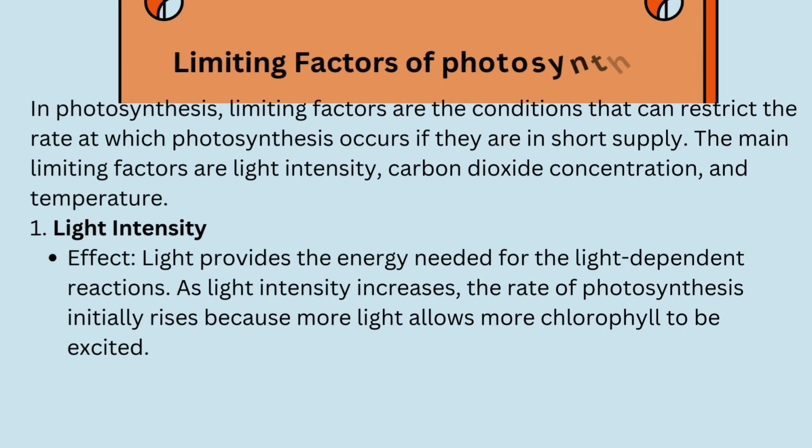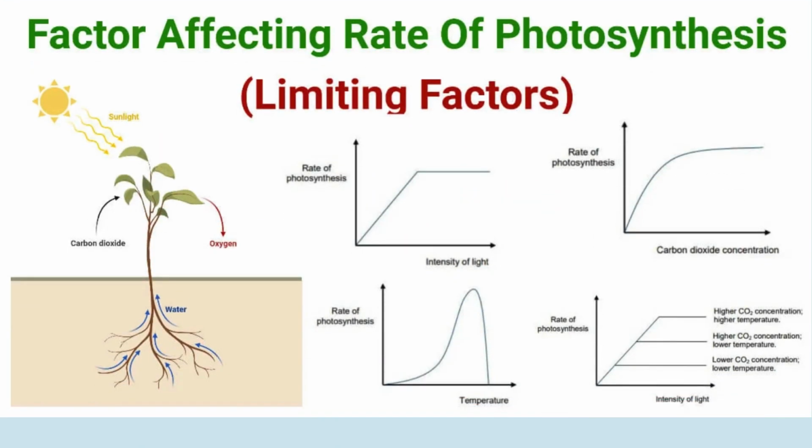In photosynthesis, limiting factors are the conditions that can restrict the rate at which photosynthesis occurs if they are in short supply. The main limiting factors are light intensity, carbon dioxide concentration, and temperature. Light intensity: light provides the energy needed for the light-dependent reactions. As light intensity increases, the rate of photosynthesis initially rises because more light allows more chlorophyll to be excited.